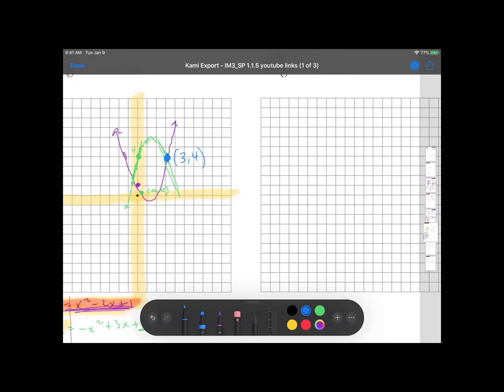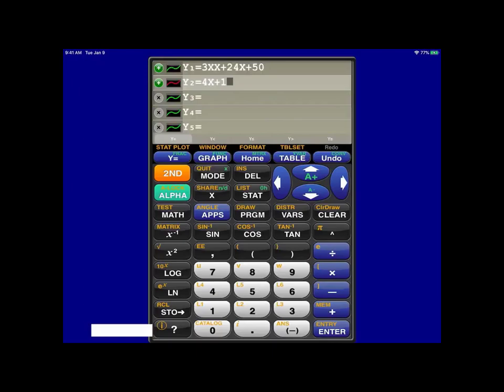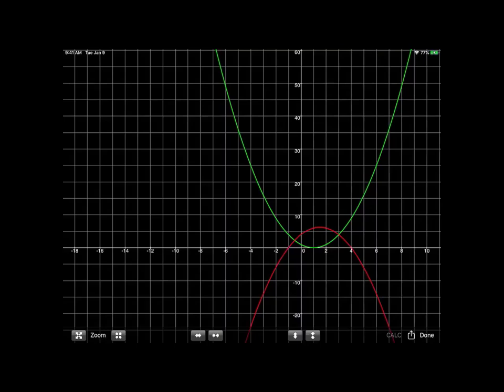Let's do some problem solving here. Let's go ahead and put this into our graphing calculator. y equals, let me clear this out. x squared minus 2x plus 1, and negative x squared plus 3x plus 4. Here's what my graph looks like.